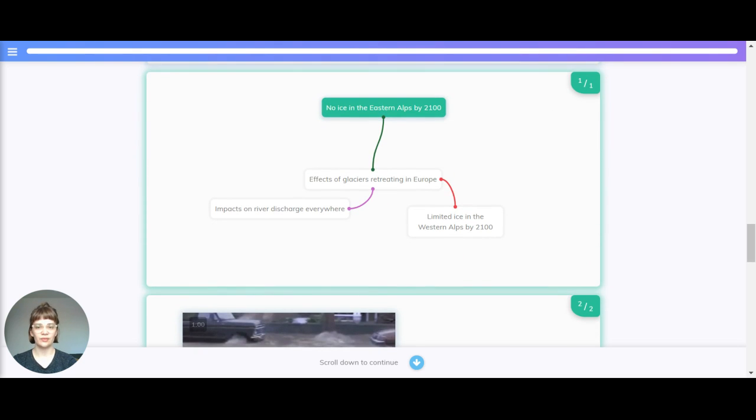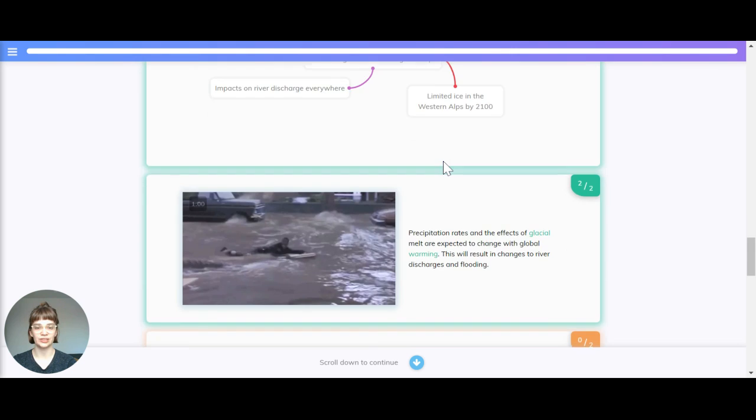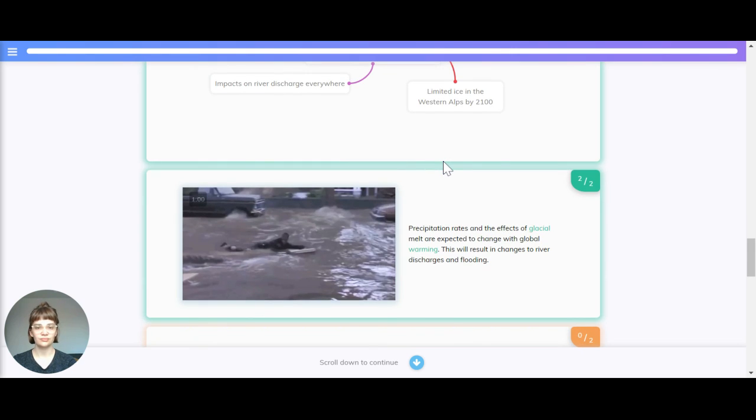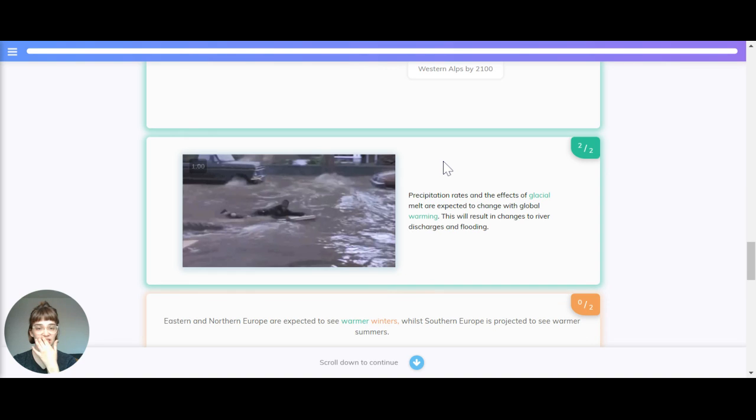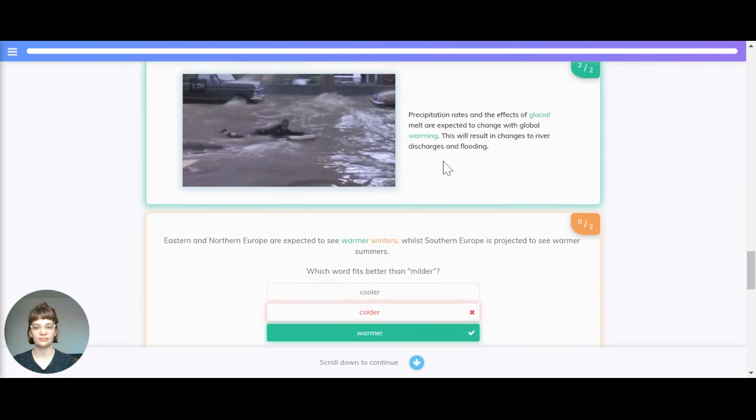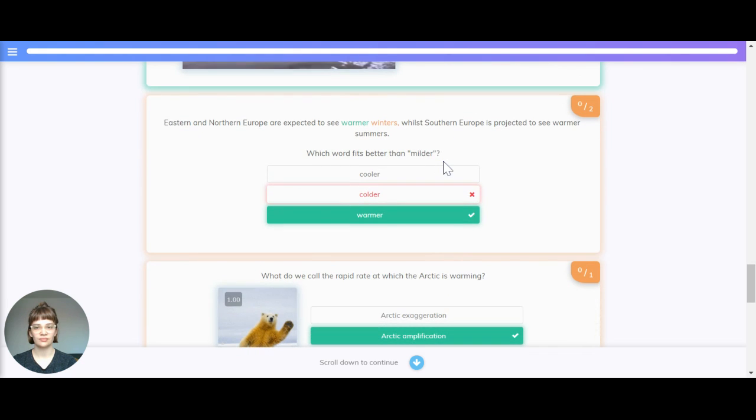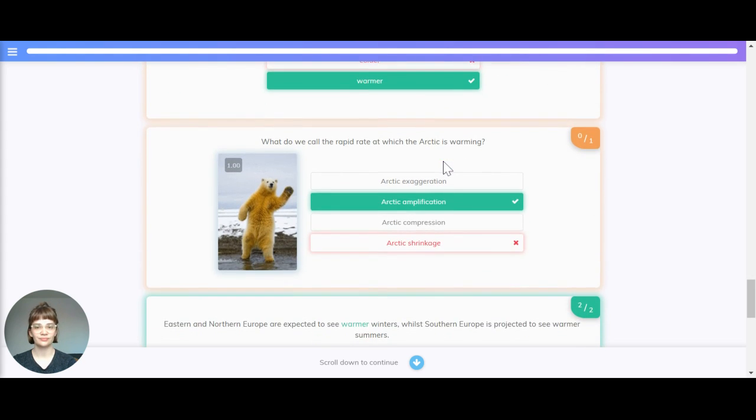So let's quickly recap that. What are the different effects of glaciers retreating in Europe? There will be no ice in the Eastern Alps by 2100, impacts on river discharge everywhere, and limited ice in the Western Alps by 2100. Precipitation rates and the effects of glacial melt are expected to change with global warming. This will result in changes to river discharges and flooding. Eastern and Northern Europe are expected to see warmer winters, while Southern Europe is projected to see warmer summers.